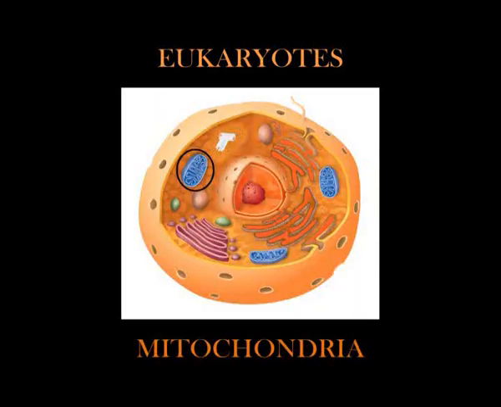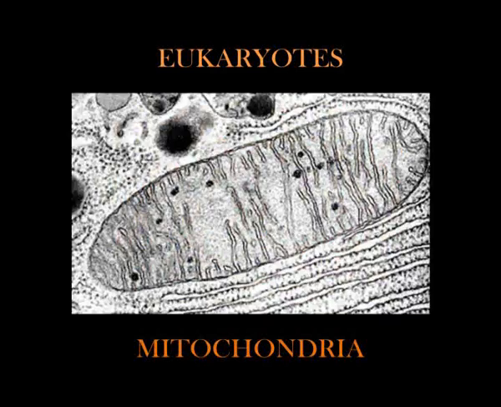Mitochondria. Mitochondria consist of two membrane-bound compartments, one inside the other. The outer membrane surrounds the intermembrane space. The inner membrane surrounds the matrix. Each membrane and compartment has a distinct protein composition and functions.